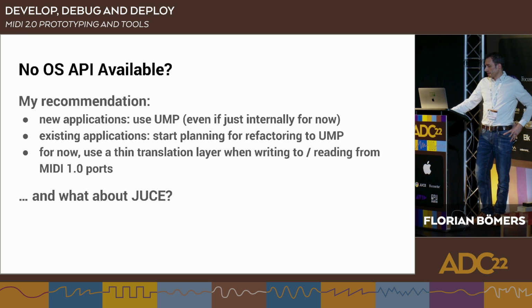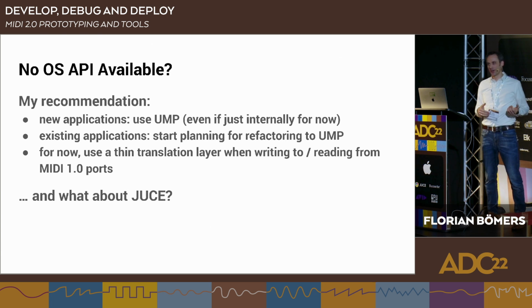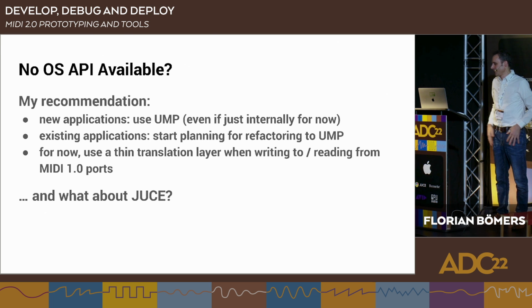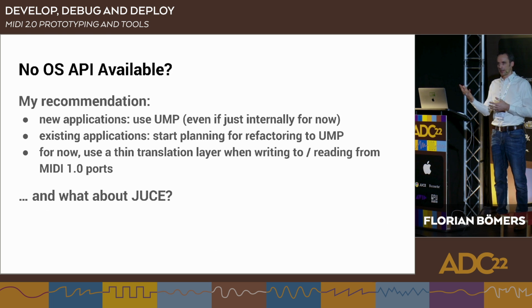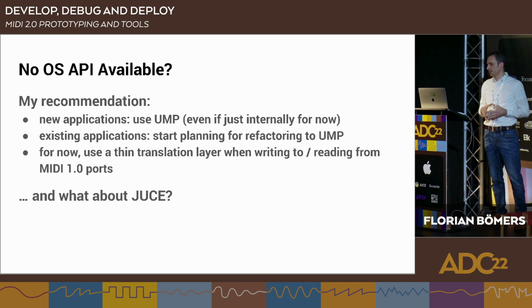So as long as you're implementing or want to start MIDI 2 development and there's no OS API available, what can you do? You can still start using UMP inside your application. And on Mac, you can just then hook into the UMP APIs of the operating system, or on Android.